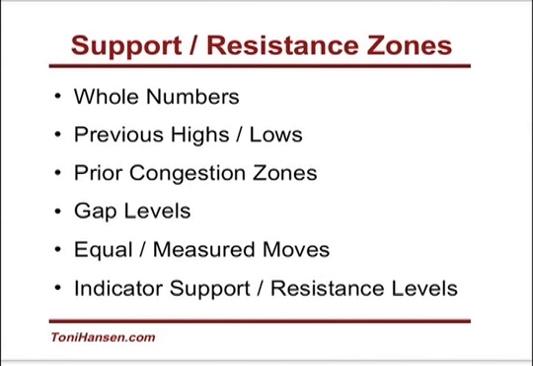Now, other types of support and resistance are previous highs and lows. So if something pivoted at, say, in this example, we had 106.6, 1.75-ish was a recent high on the CDD.